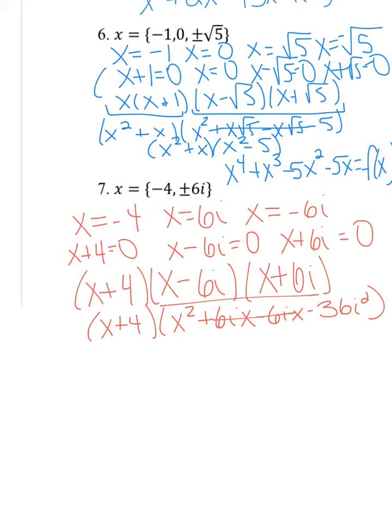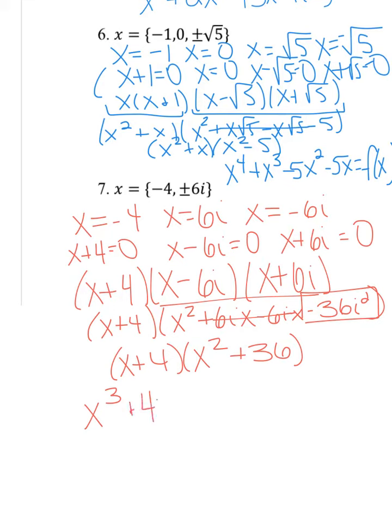These two, this is the easy part, they cancel out in the middle. And then negative 36i squared, if you type that into the I part in your calculator, or if you remember that i squared is negative 1, so I have to change the sign. So negative 36 times negative 1 is positive 36, or if you type this into I part, you get a positive 36 back, and your final answer when you go through and multiply is x to the third plus 4x squared plus 36x plus 144. And that is f of x.